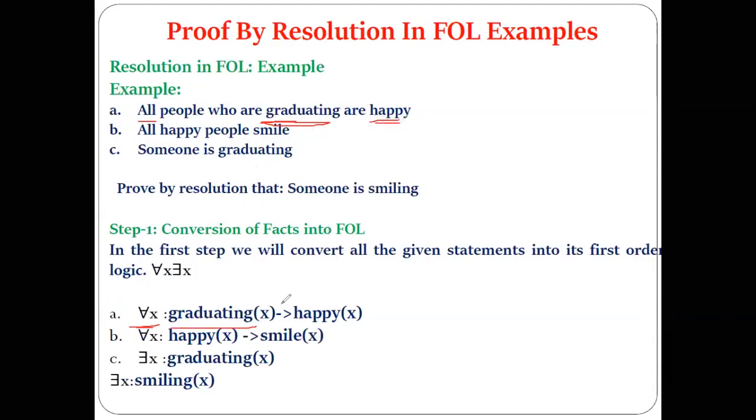That's why the implication, happy x. For all x, if x is graduating, then x is happy. Correct? Getting how to read this logic? For all x, if x is graduating, then x is happy. Second, all happy people smile. Here also, how many predicates are you having? Happy and smile. So for this also we have to use the universal quantifier. For all x, happy x implies smile x. For all x, if x is happy, then x is smiling. That is the reading. Yes or no?